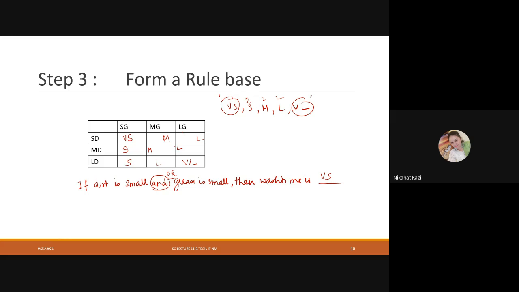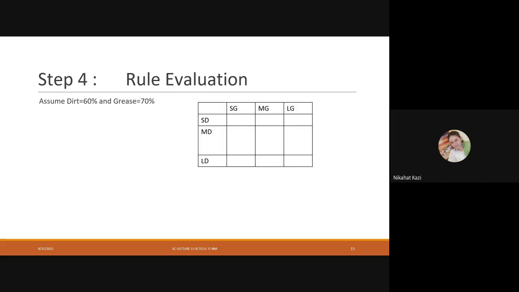Now once this rule base is ready, this is our third step, we will do the inferencing, or the rule evaluation. So for that, let us assume some crisp inputs. The crisp inputs that we assume are dirt is 60% and grease is 70%. Suppose this is the input that we are looking at. So how do we evaluate the rules?